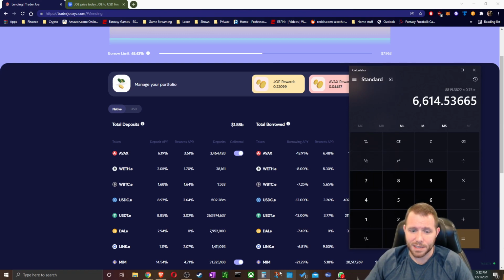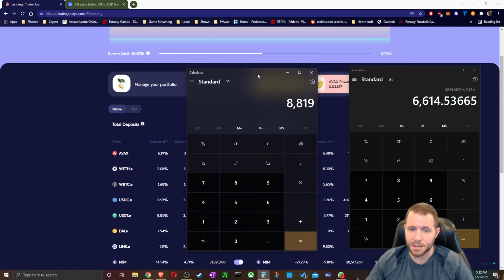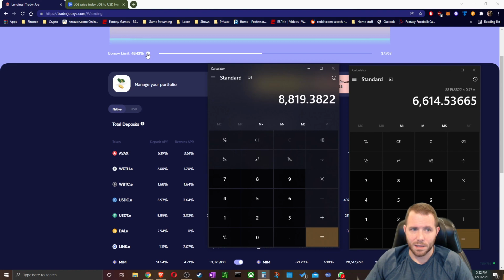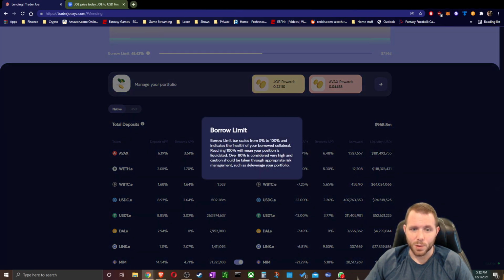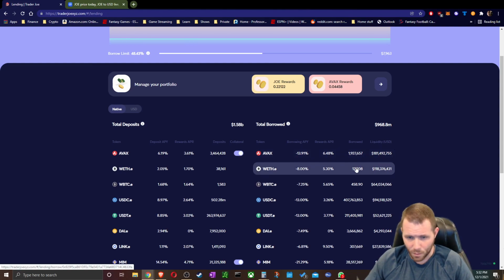So let's open up another calculator here. 8,819. I should have done some rounder numbers, but we're in it. So let's say the price of this goes down. This is 75% right now. And keep in mind, when you click on the borrow limit here, it told you that over 80% is considered very high and caution should be taken through appropriate risk management, such as deleveraging your position. Why? Because you run the risk of this thing called liquidation, which you don't want to run into.